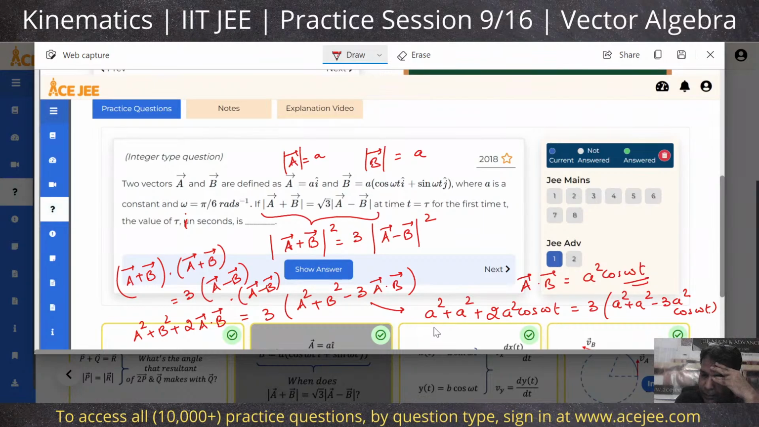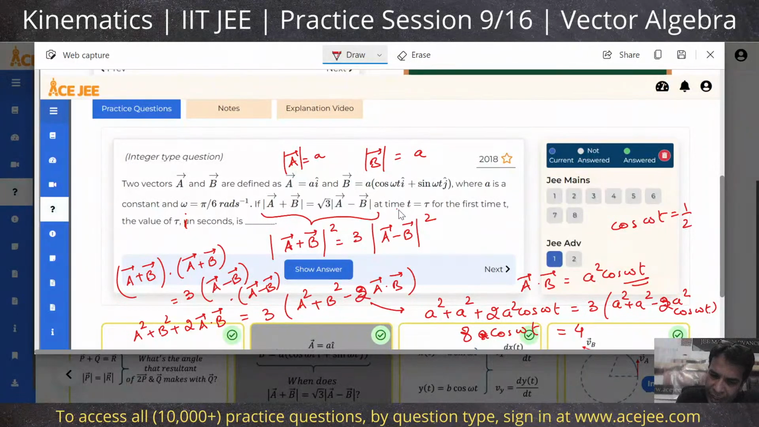Let me just do the quick math in my head. So it'll be 2 here. So it'll be 6 here. So I'm going to bring the 2 to the right hand side. So there'll be 4 left here. This will be minus 9a square cos omega t. This will be 2. And I'm doing something funny here. Why? Because this is minus 2ab. I don't know why I said minus 3ab. Sorry. That's why it is funny. Okay. So this will be 6 plus 2, 8. 8 cos omega t is 4. So cos omega t is 1 by 2.